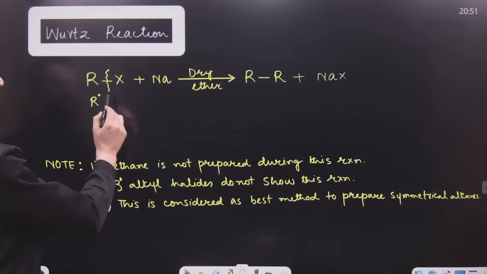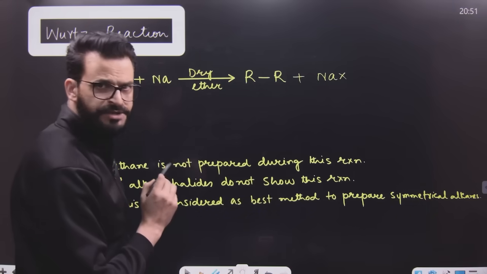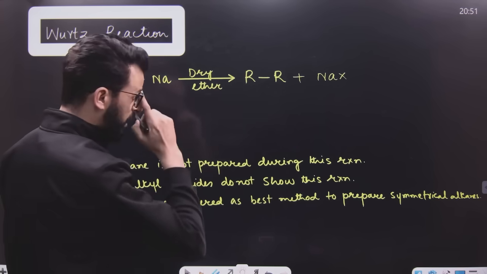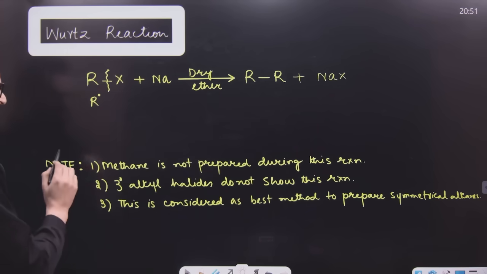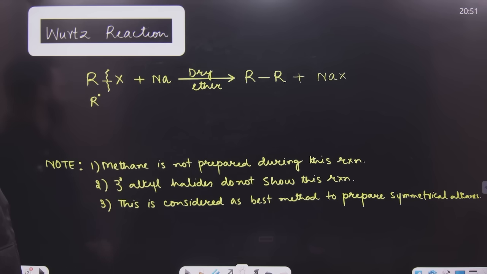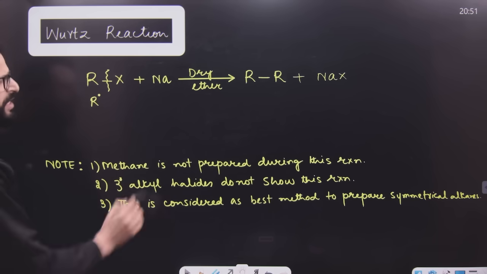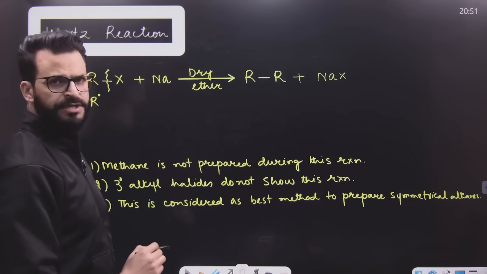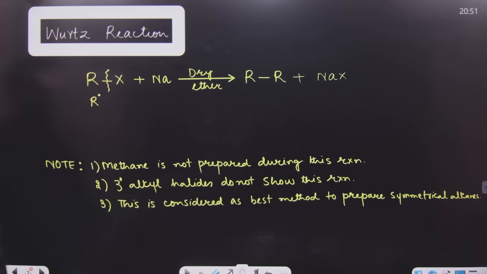First reaction is reaction of alkyl halide with sodium in presence of dry ether, resulting in the formation of alkane. And remember, during this reaction, methane is not prepared, and tertiary alkyl halide do not show this reaction. And remember, this is considered as best method to prepare symmetrical alkane, and this reaction is known as Wurtz reaction.